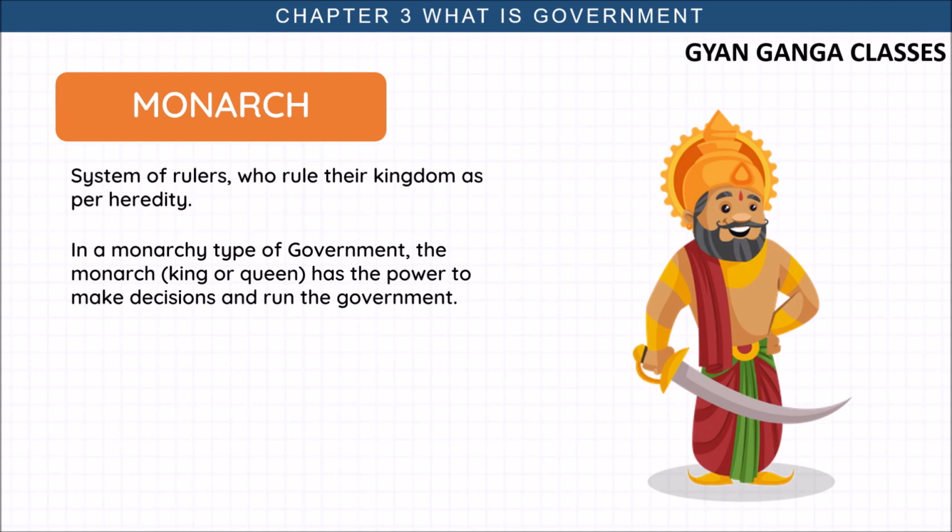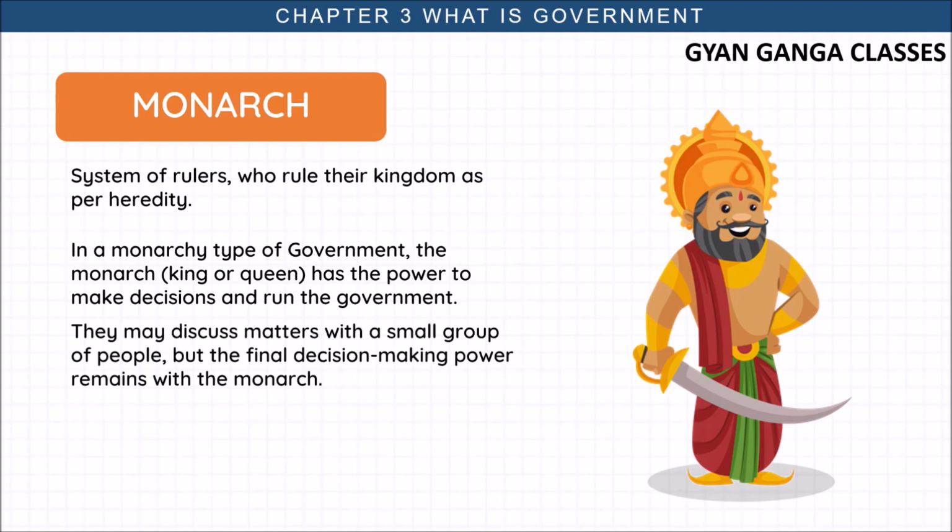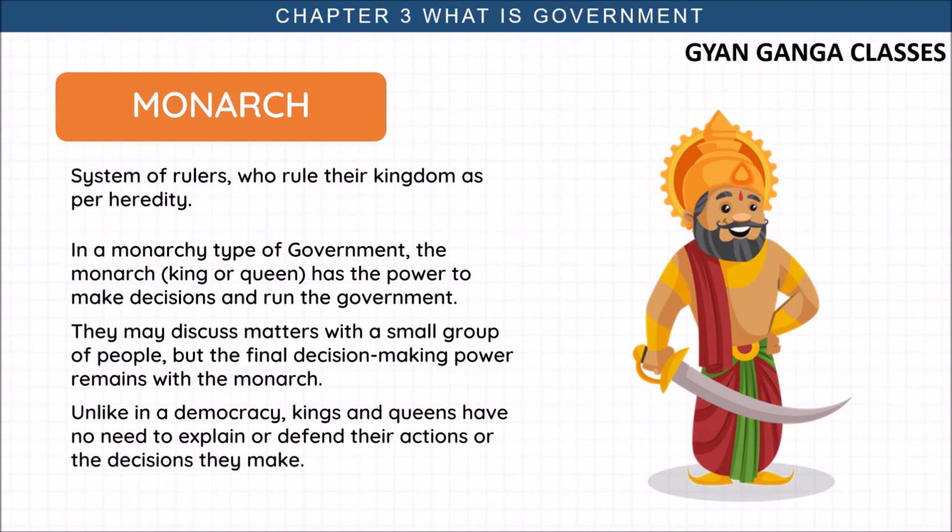In a monarchy type of government, the monarch, that is the king or queen, has the power to make decisions and run the government. They are not responsible to give any explanation to the public. They may discuss it with a group of people, and they may have given decision power, but the final decision-making power resides with the king or queen, the monarch. Unlike democracy, the king or queen has no need to explain or defend their action or the decisions that they make to the public, while the government has to be responsible for that, has to be accountable to the people.